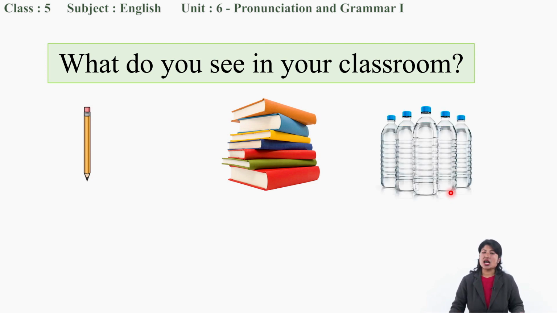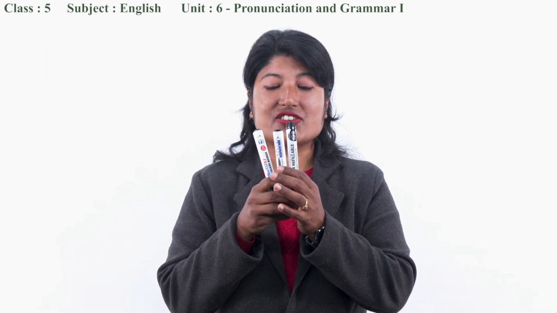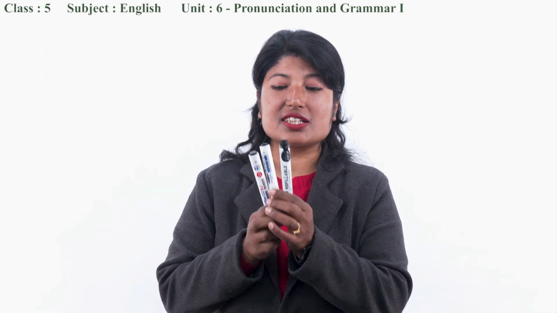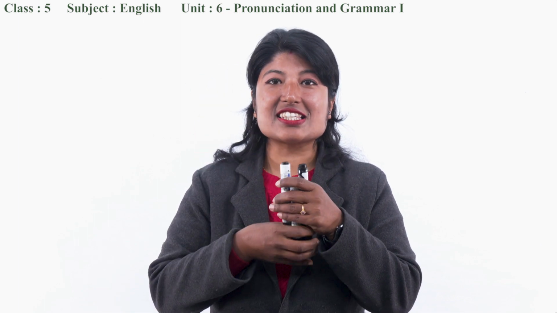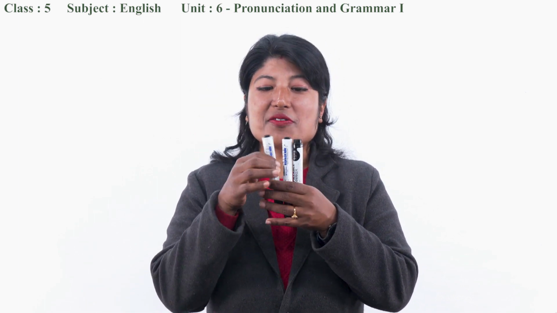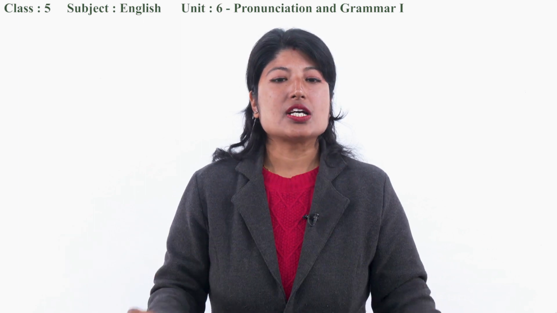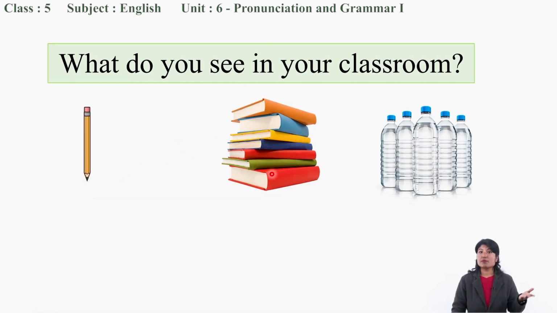Can you count pencils? Yes, we can count, right? 1, 2, 3. For example, I have markers over here. 1, 2, 3, right? 3 markers. I can count it. It is countable, right? 1, 2 and 3. Similarly, what about books? Yes, we can count books.